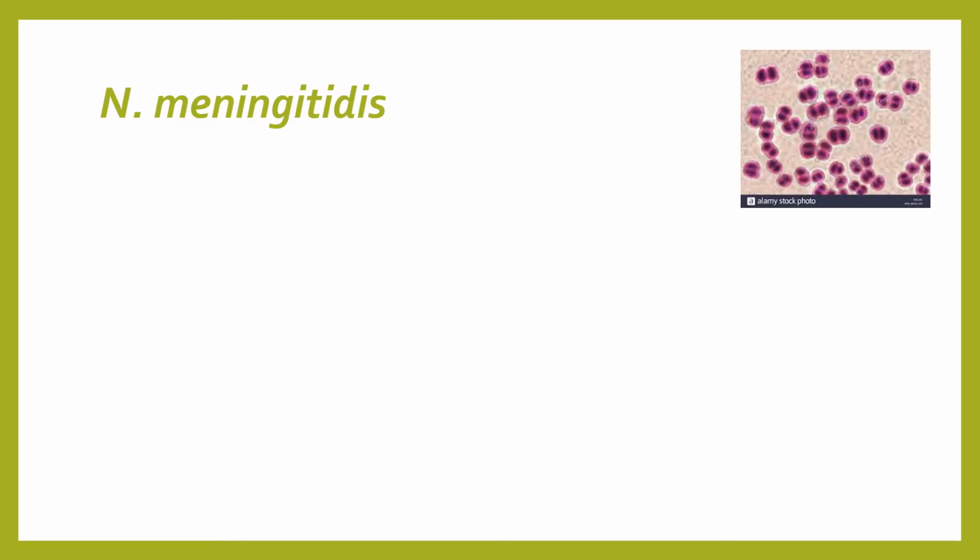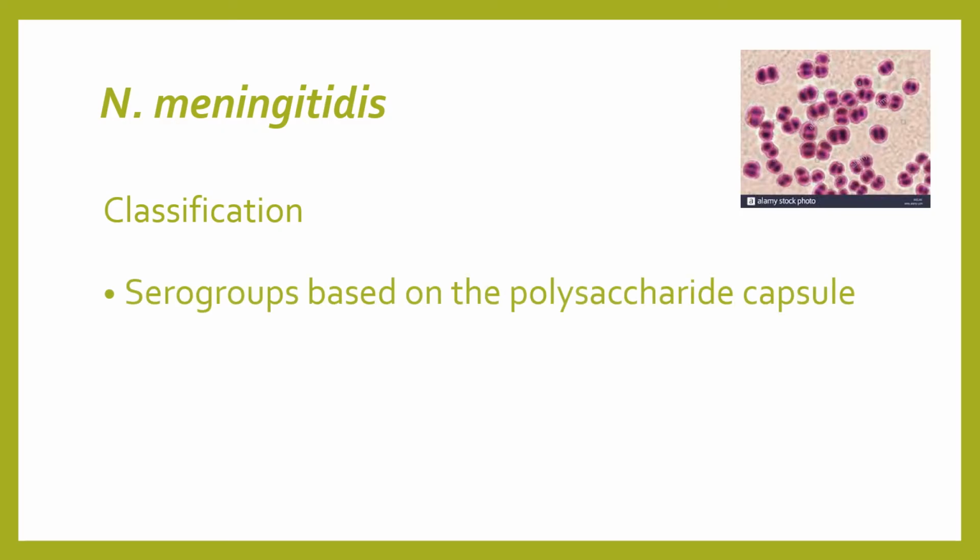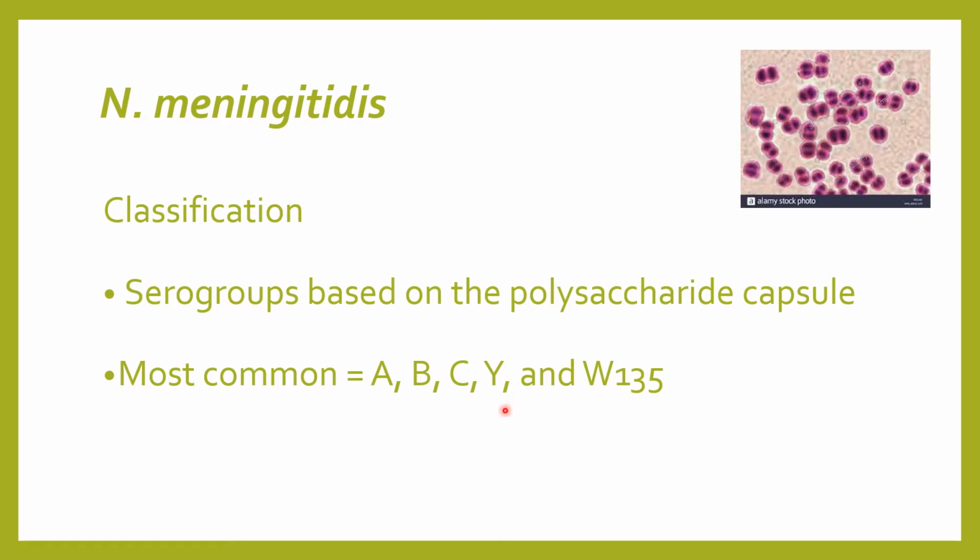Let us talk about Neisseria meningitidis. For the classification, the serogroups are based on the polysaccharide capsule. The most common serogroups are A, B, C, Y, and W135, and there are now vaccines created against these serogroups. The serotypes are based on the outer membrane proteins, and immunotypes are based on their lipo-oligosaccharides.